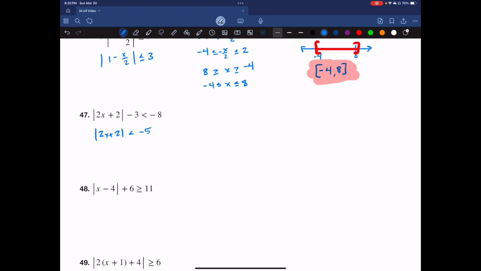The distance can't be negative. So this is asking you, when is this absolute value going to be less than -5? Well, if it can't be negative, it can't be less than -5. And so this is never, or no solution.